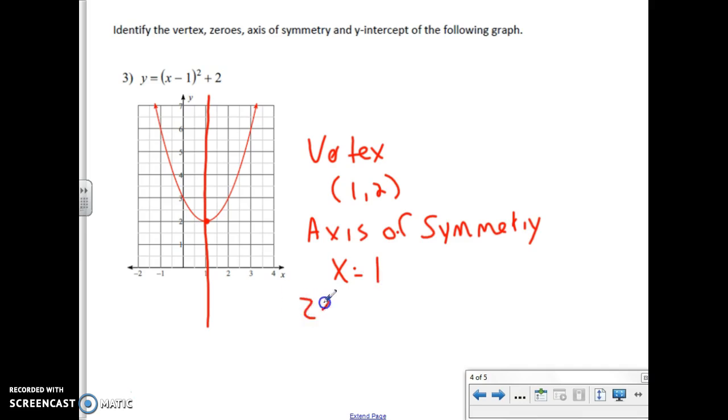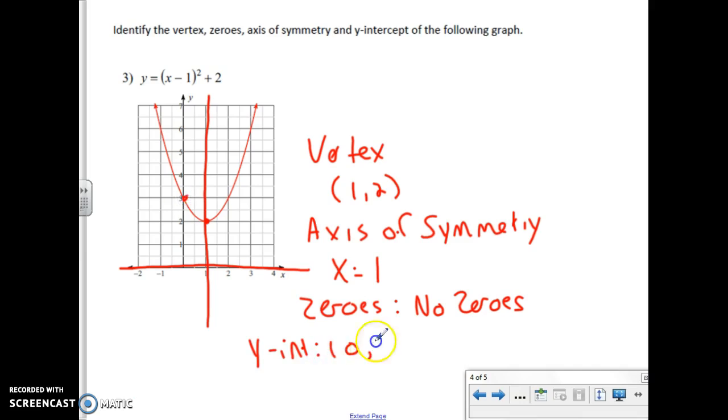Now let's talk about the idea of zeros. Does it have any zeros? Does it have any x-intercepts? Well, it looks like right here is my x-axis. It does not look like it intersects the x-axis at all, so there are no zeros. It does not have any x-intercepts. Now, where does the graph intersect the y-axis? Well, that's called the y-intercept. So what is my y-intercept? It looks like it's at (0, 3).